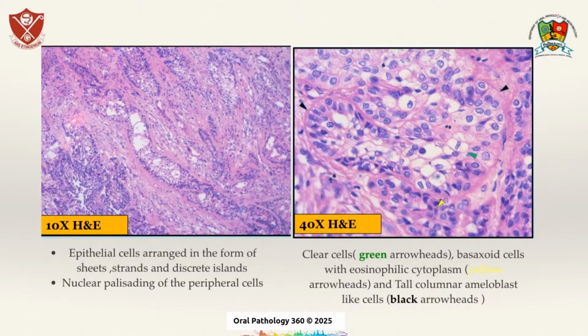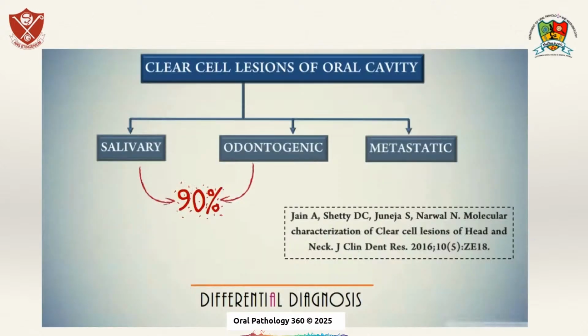There were clear cells, which can be seen with the green arrowheads. There were basaloid cells with eosinophilic cytoplasm, which are seen with the yellow arrowheads, and tall columnar ameloblast-like cells, which are seen with the black arrowheads. So, histopathologically, it was found that it is a clear cell lesion.